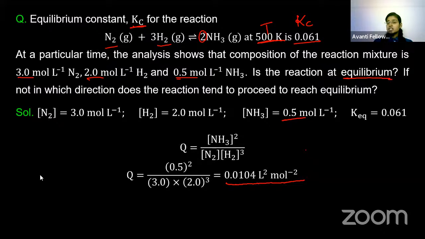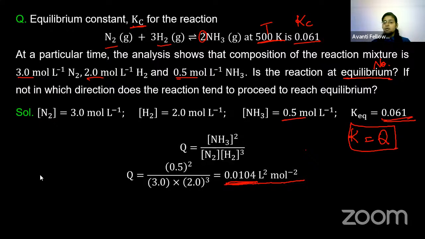When will the reaction be at equilibrium? Only if K is equal to Q, right? Only at this condition, we can say that the reaction is in equilibrium. Now, this is the value of Keq and this is the value of Q. They are not equal. It means they are not in equilibrium with each other. Reaction is not in equilibrium. Answer is no.